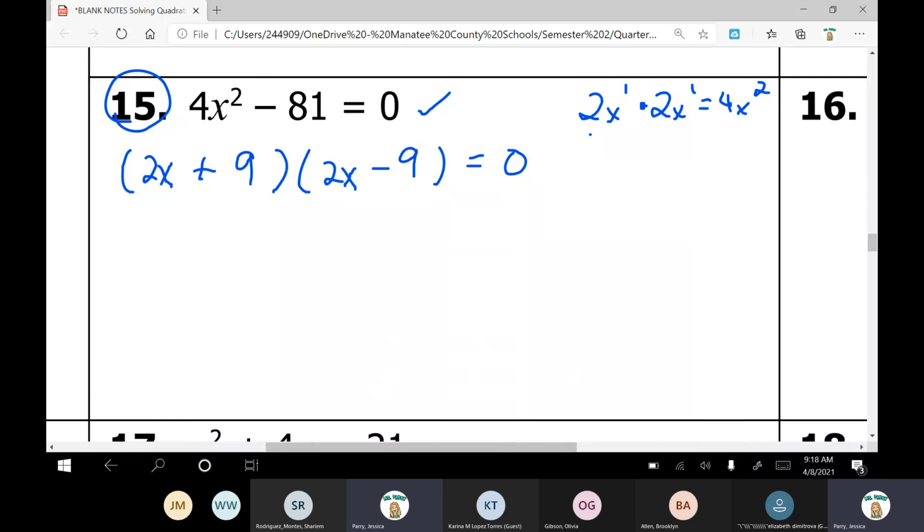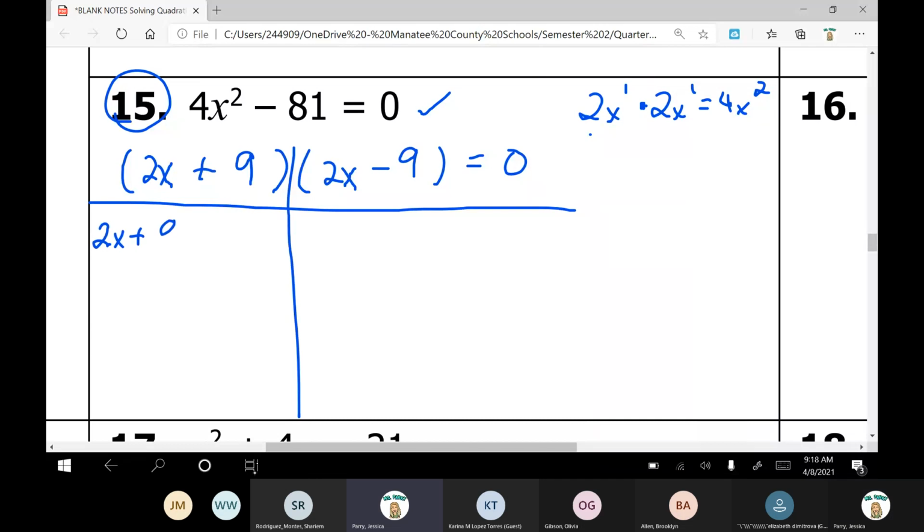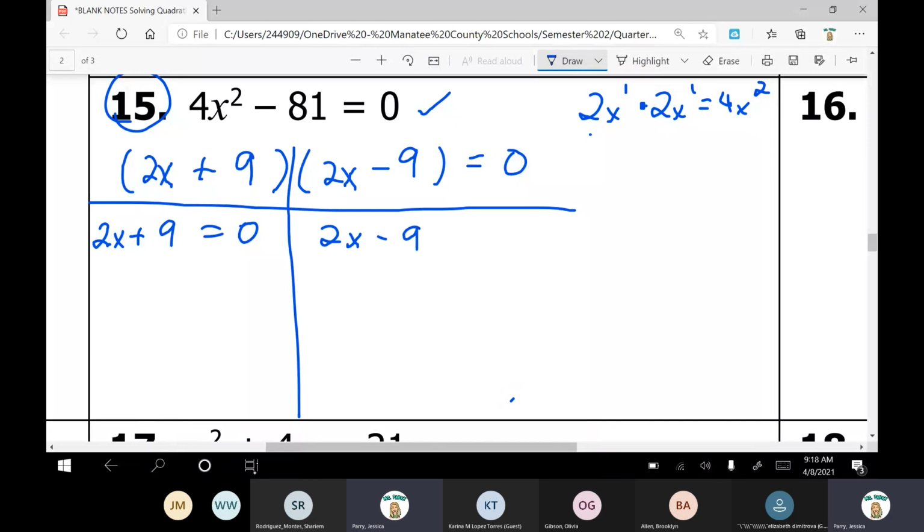Now step 3 is set each factor equal to 0. So I'm going to help myself with organizing by drawing my table. I take the first factor, the 2x plus 9, set this equal to 0, and then my other one inside the parentheses, 2x minus 9 equal to 0. And then we solve. These ones have 2 steps.